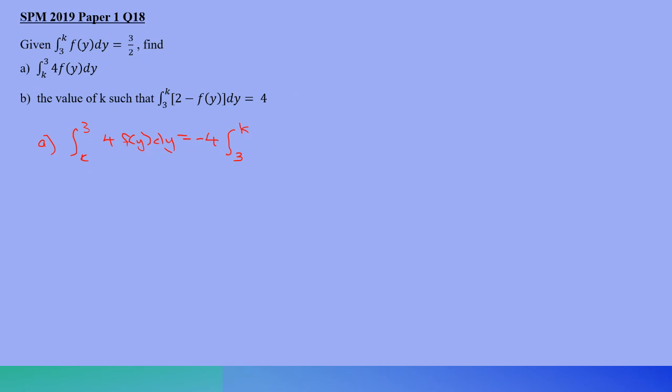So then only I can change it to 3 to k. If you see my earlier slide, I've shown this. When you change the order, you put a negative. So f(y) dy, what do you have? This is given to you, 3/2. So put it in, you get negative 6. Some students will miss out this negative sign, so just be careful. Is it the same order? If it's the same, then you no need to put negative. But if it's different, you want to swap to make it the same, make sure you put a negative. Each time you swap this, you add on a negative.